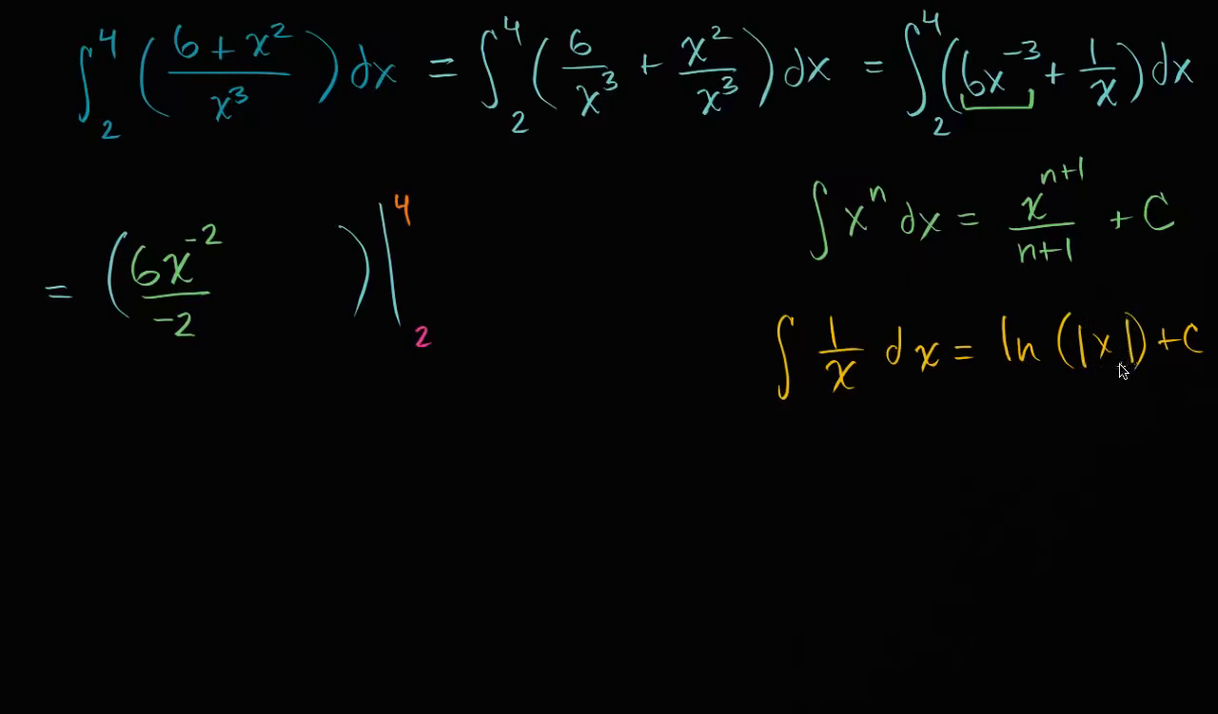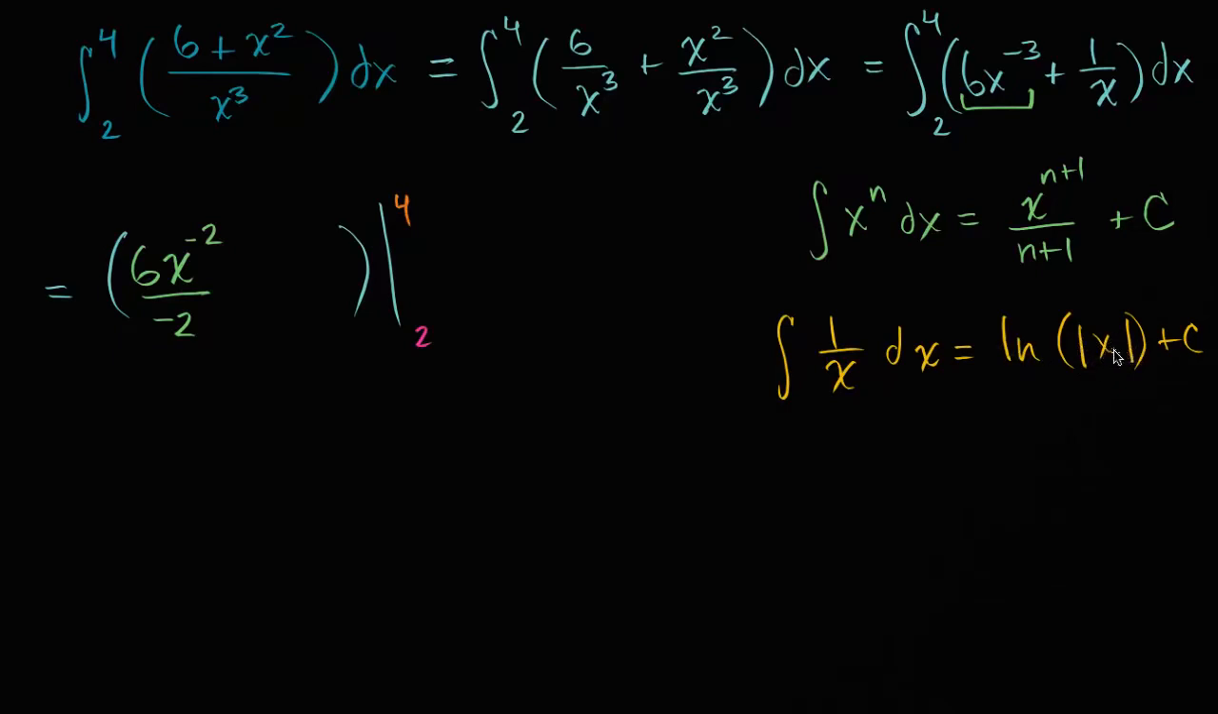And this is useful because this is defined for negative values, not just positive values. The natural log of x is only defined for positive values of x. But when you take the absolute value, now it could be negative or positive values of x.